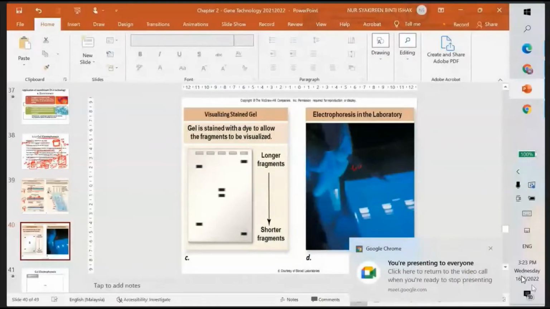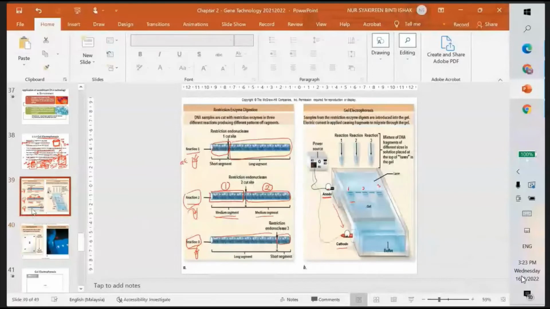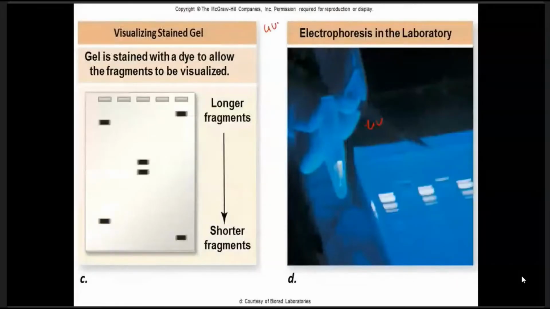Okay, so after you have run gel electrophoresis, this is what we call gel electrophoresis. You place your gel with your sample and then you run the electric current, which causes the DNA to travel according to size along the gel. After you run it, you observe under UV light, and you will get this sort of pattern.